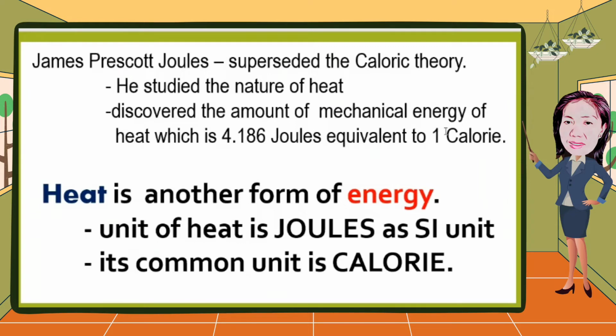Okay, right? Before we studied about energy, the unit of energy is joules. And joule is the unit of heat as the standard international unit. So the international standard unit of heat is joules. But there is also a common unit. The common unit of heat is calorie. So the unit of heat is joules and calorie. Joule is the international standard unit, and calorie is the common unit.